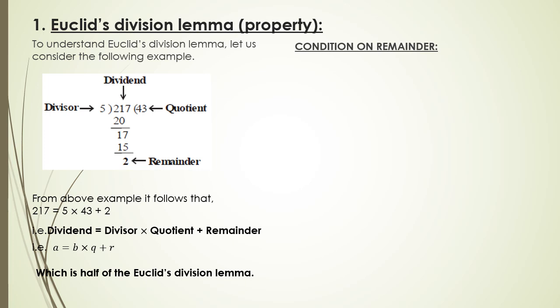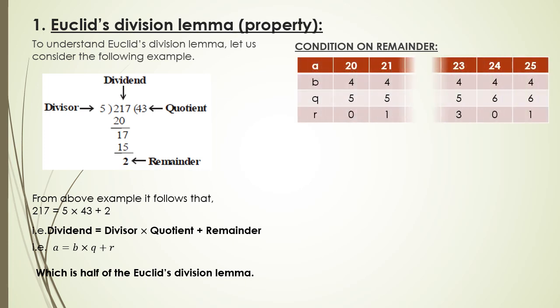That is nothing but the condition on the remainder. To understand the condition on the remainder, let us consider the following example. The following table is going to help us understand the condition on the remainder in Euclid's division lemma. Suppose we consider different dividends like 20, 21, 22, 23, 24 and 25. In this example, we are going to keep the same divisor, that is 4. If we divide 20, 21, 22, 23 and 24 by 4, we are going to obtain the quotients as follows as well as the remainders.